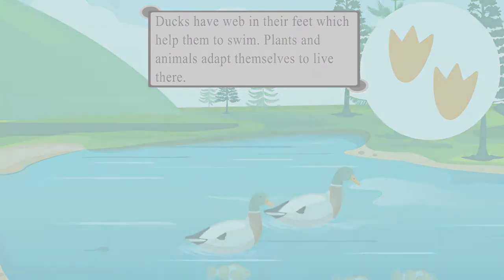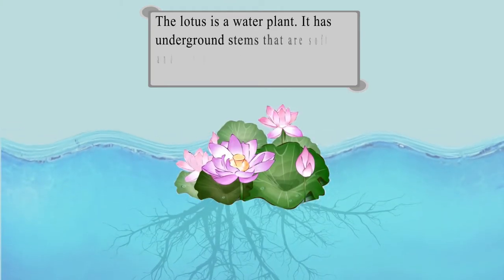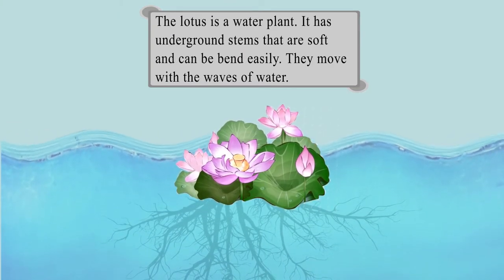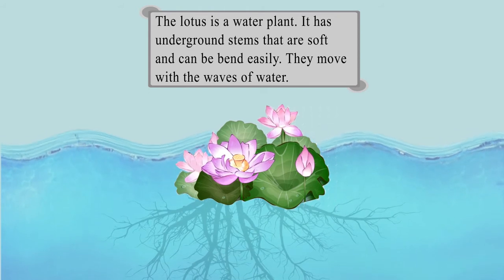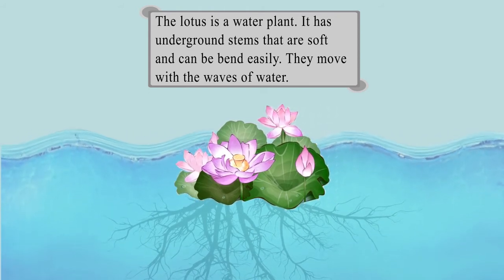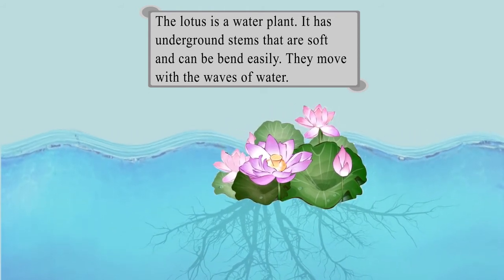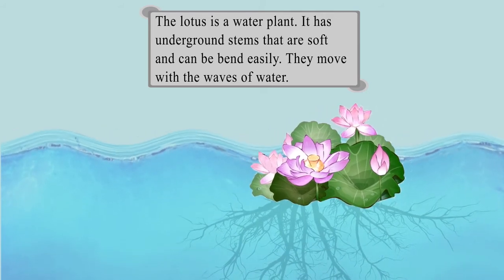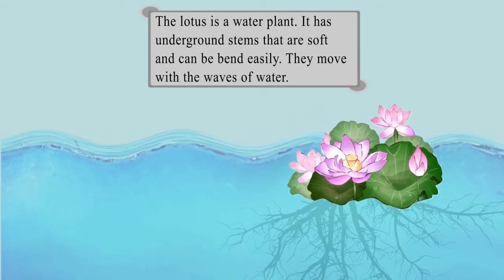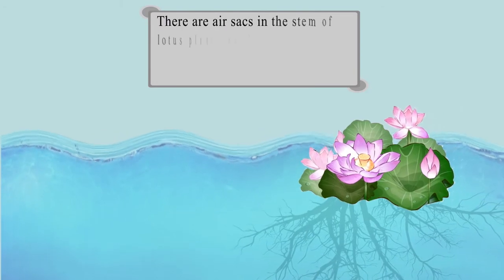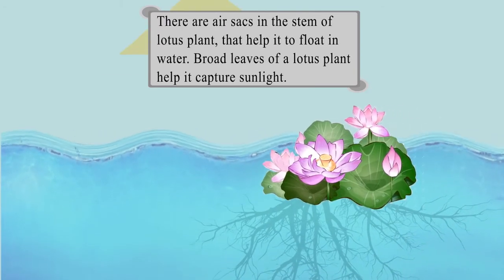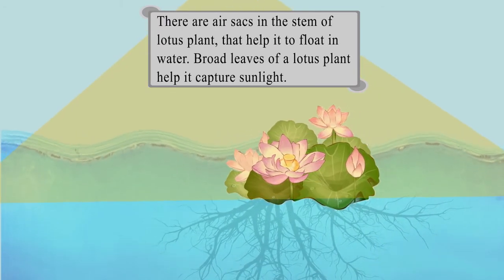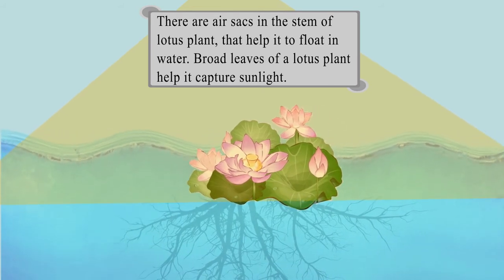The lotus is a water plant. It has underground stems that are soft and can bend easily. They move with the waves of water. There are air sacs in the stem of lotus plant that help it to float in water. Broad leaves of the lotus plant help it capture sunlight.